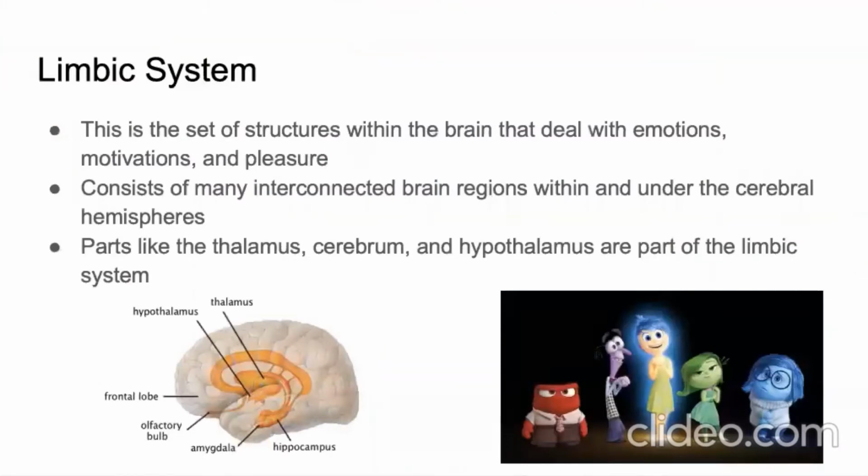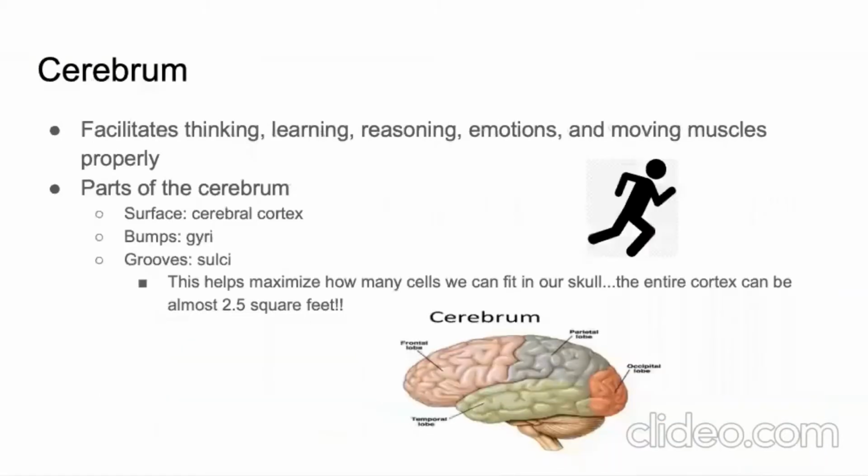The limbic system is a set of structures that deals with our emotions, our motivations, and our pleasure. It's not just one thing that I can point out. It consists of many parts of the brain that are working together underneath the cerebral hemisphere to make you feel these kinds of different feelings. Parts of the brain like the thalamus, the cerebrum, the hypothalamus are all part of the limbic system. They all work together so you can feel emotions like happiness, sadness, anger, and motivation. Whenever we think about our emotions, we always say, oh, it's controlled by our brain, but specifically it's controlled by the limbic system. And going off of that, a specific part of the limbic system is the cerebrum.